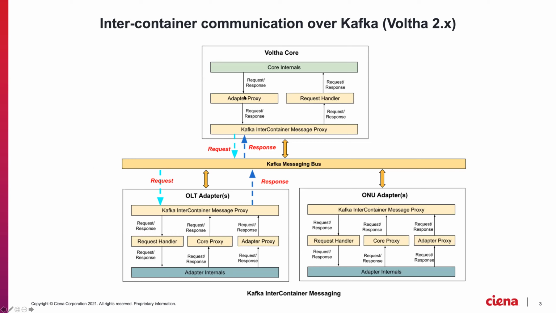For example, from the core, we have an adapter proxy that talks to a Kafka proxy that goes on the Kafka, and, for example, if we're sending a message to the OLT adapter, the proxy on the adapter side will have to unmarshal all those messages, send it to our handler, and finally it reaches its final destination, the RPC that's actually going to execute that code. So there is a lot of marshalling and unmarshalling of data in order to process things over Kafka.